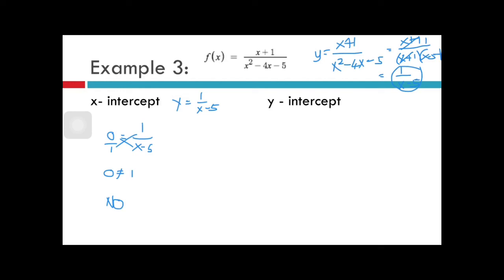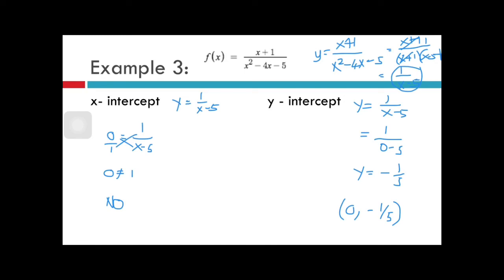For the y-intercept, on the other hand, using the simplified version of the function, y equals 1 over x minus 5, we're going to set x to 0. So we have 1 over 0 minus 5. In this case, y is equal to negative 1 over 5. So negative 1/5 is the value of y when x equals 0. The coordinate of our y-intercept should be at 0, negative 1/5. So again, there is no x-intercept, but there is an existing y-intercept in this given function.